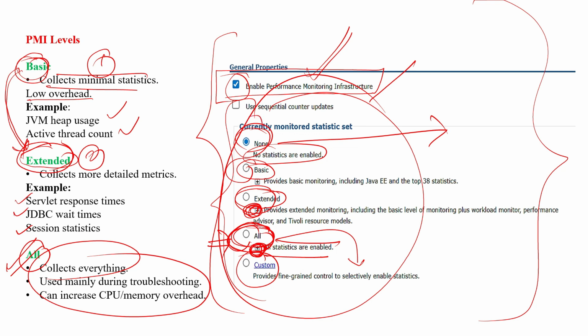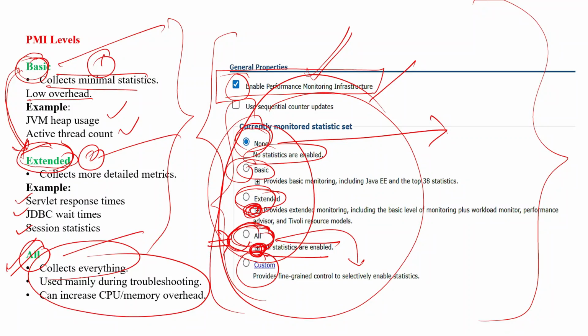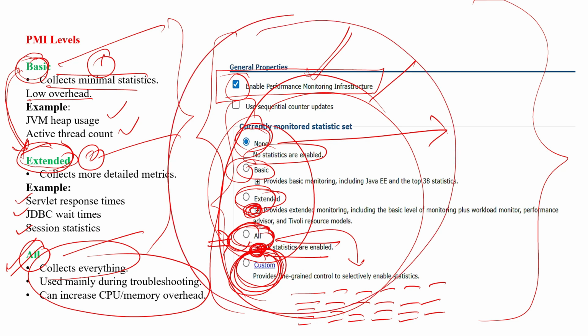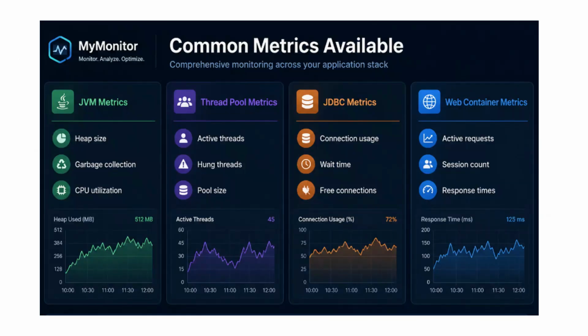Custom means that here we have control. With basic, extended, and all, WebSphere is automatically selecting some level of components or subsystems for the collection of data. You do not have any control. But if you want fine-grained control, that means you want to select which statistics your PMI should collect, you can go with custom, and in custom you will get a complete list. Then you can select the different subsystems or items for which you specifically want to collect data. So you have fine-grained control over the custom. So these are the important levels which you can configure in the PMI for whatever data you want to collect.